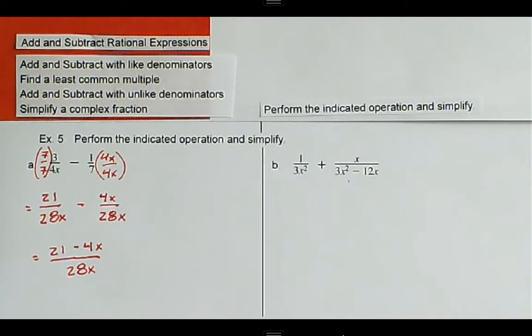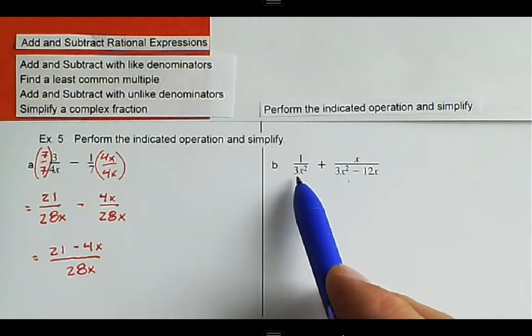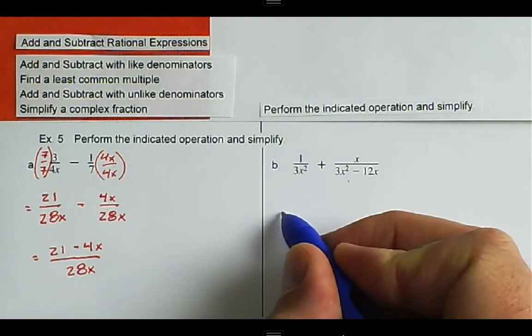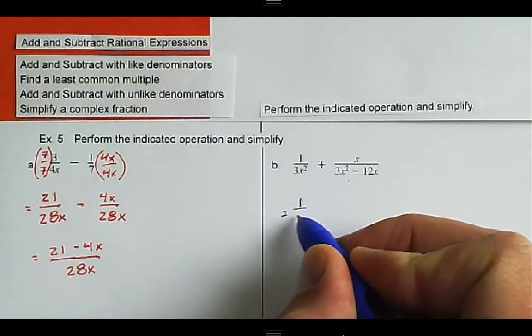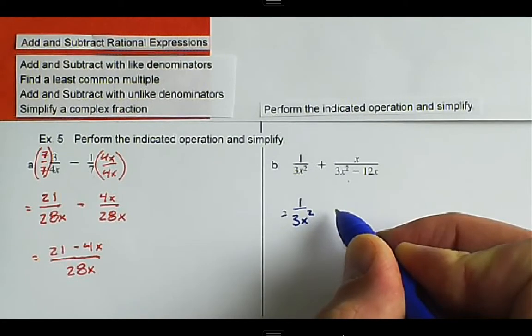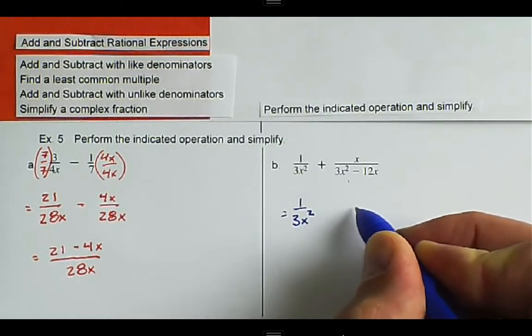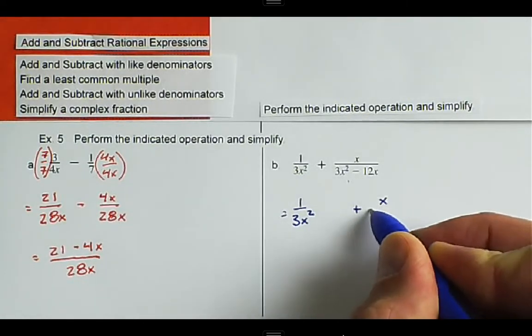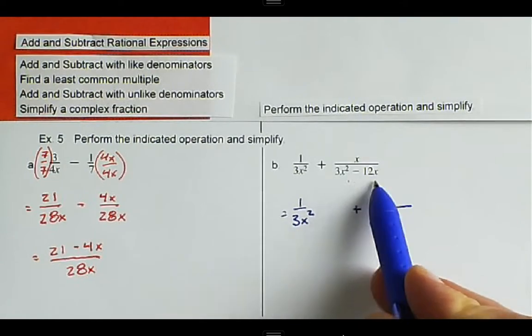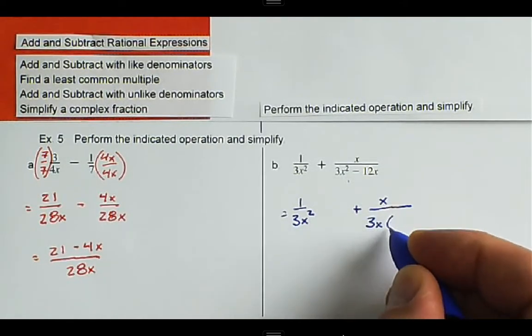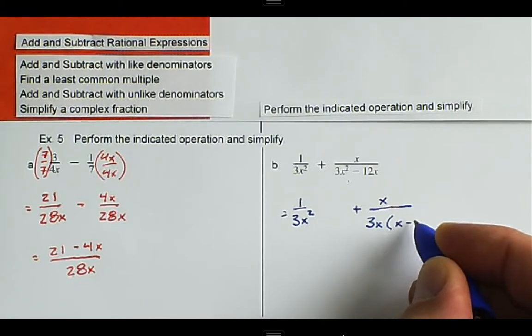So when we're looking at this one, we could factor this and say 3x times x times x, but right now we're just going to leave it as 1 over 3x squared. And then we're going to add, and then we want to factor this one. So we're still going to have our x, and each one of these has a 3 and an x that we can factor out. So we get 3x times x minus 4.